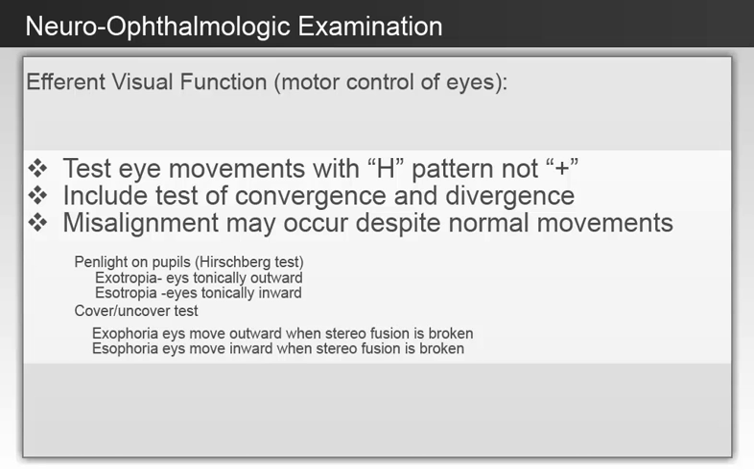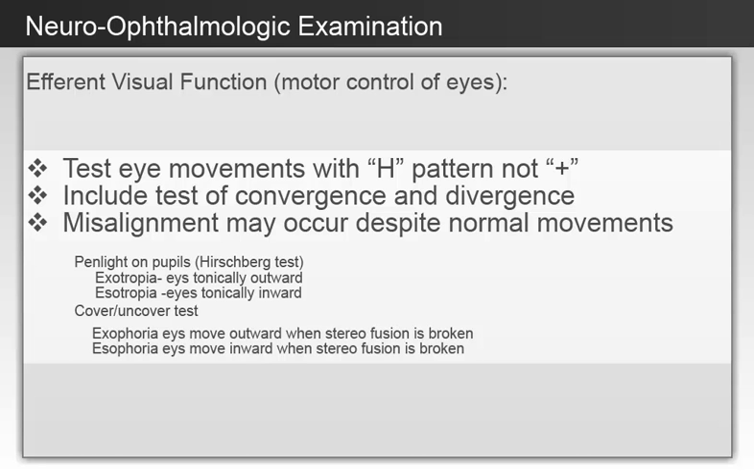Exotropia refers to the eyes having an outward deviation bilaterally, and you would notice that if you shined a flashlight on the patient's pupils, the center of light would fall medially to the center of the pupil. If, on the other hand, they have an esotropia, the eyes tend to look inward, and if you shine the flashlight in the eyes, well, then the light will be centered lateral to the center of the pupil.